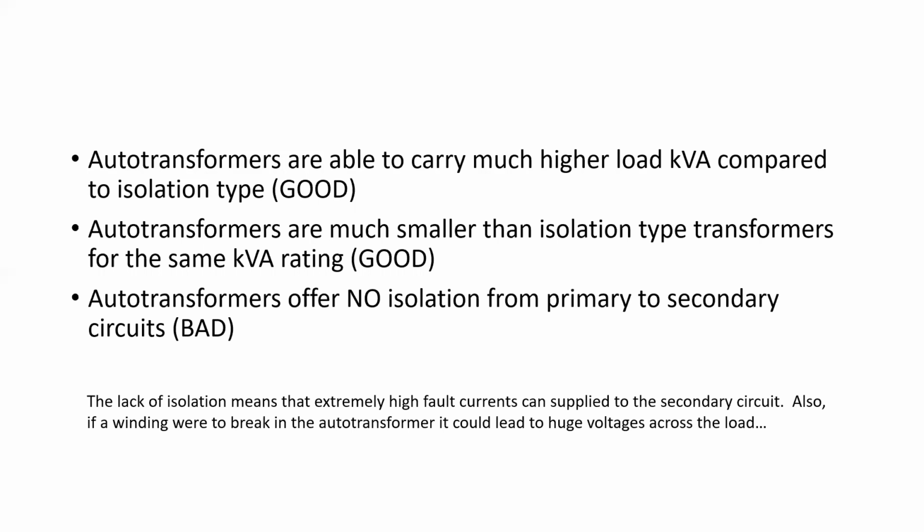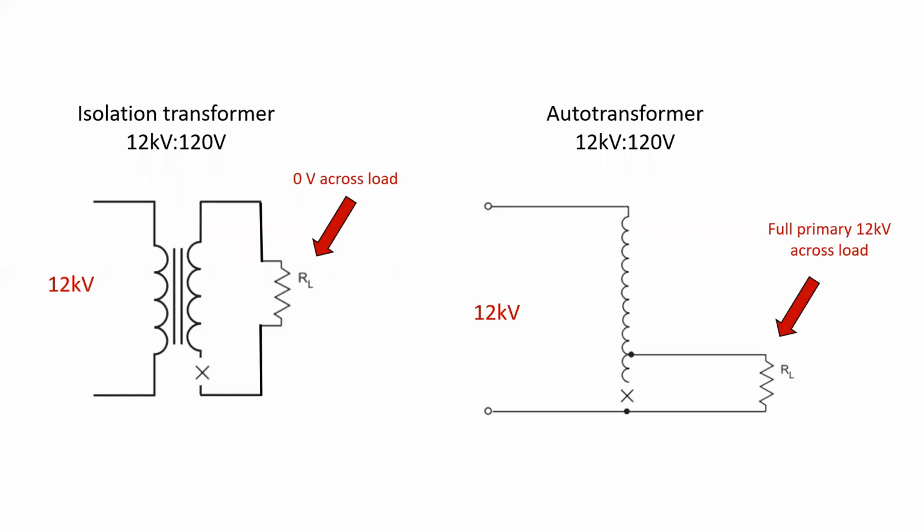The lack of isolation means that extremely high fault currents can be supplied to the secondary circuit. And also, if a winding were to break in an autotransformer, it could, depending on the winding, lead to a huge voltage across the load. As we see here, if we had a broken winding on an isolation transformer on the secondary, well, not much of consequence would happen. You'd have 0 volts across the load. However, on an autotransformer, if we had a broken winding, now we would have the full 12 kV applied across the load, and you can bet it probably will not be able to withstand that potential.